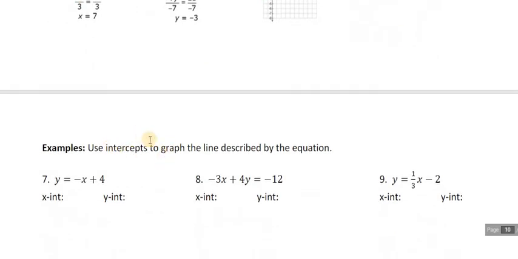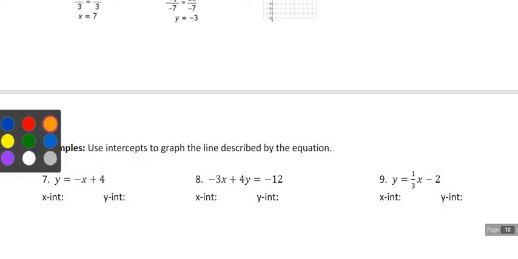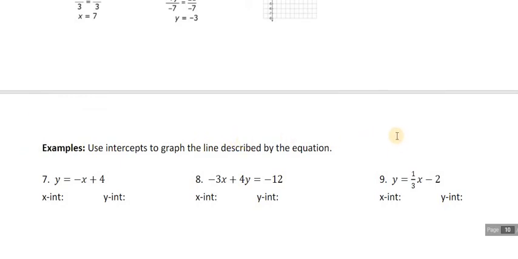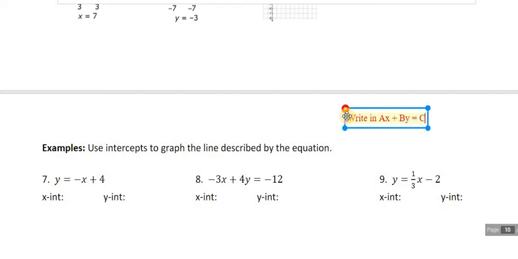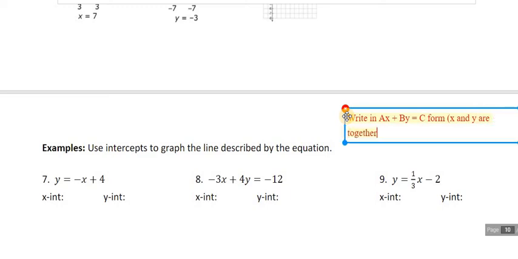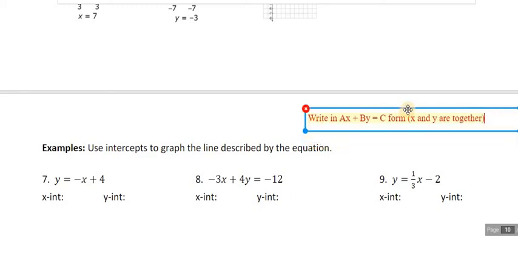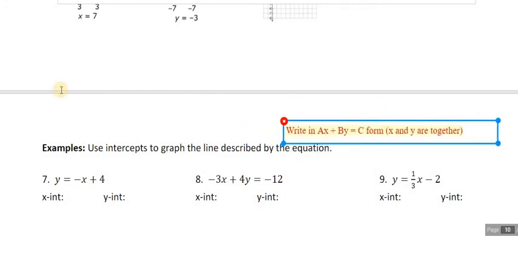Okay, so we're going to use our intercepts to graph the line described by the equation. Now, if we are using intercepts, the easiest way to go about doing this is to put each of these equations in what we call standard form. Okay, and we talked about standard form in section 4.1. So we want to write in ax plus by equals c form. x and y are together. It just makes life a little bit easier for these particular problems.